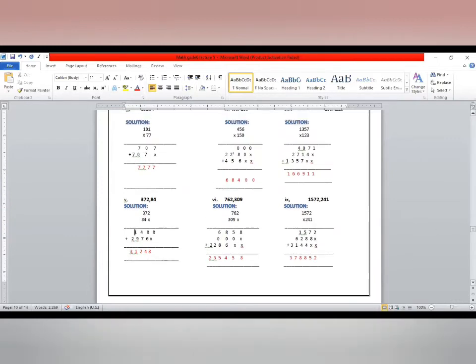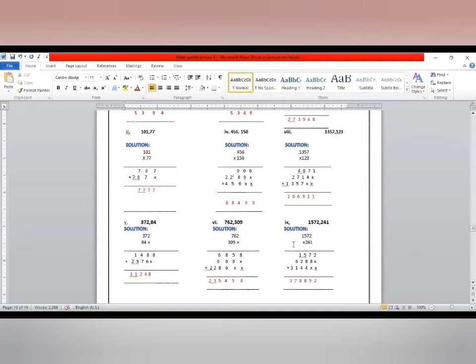And after that, same way these sums are to be done. Same way, sum number 6 will be the same. Multiply first by 9, then by 0, then by 3. And then in the last we have to add all these sums.